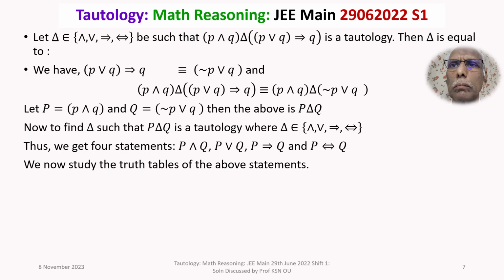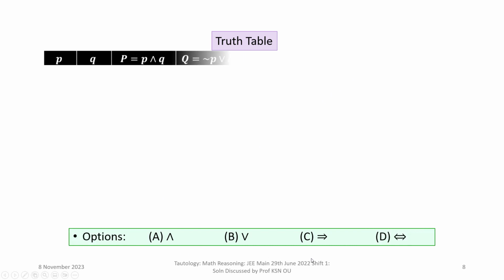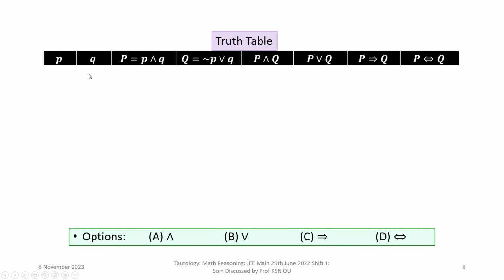So in the next slide, we put the truth tables. These are the options ready made for you. Small p, small q, capital P, P and Q, capital Q, negation of P or Q. Now the 4 statements we are writing now: P and Q, P or Q, capital P implies capital Q, capital P implies and implied by Q.